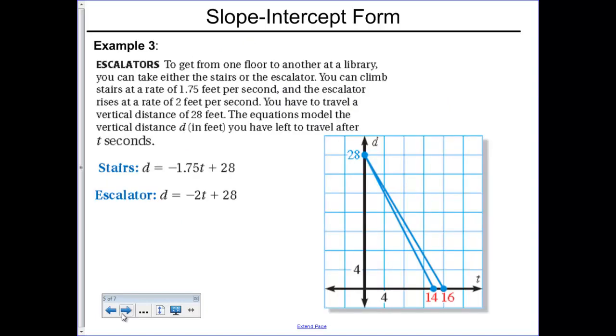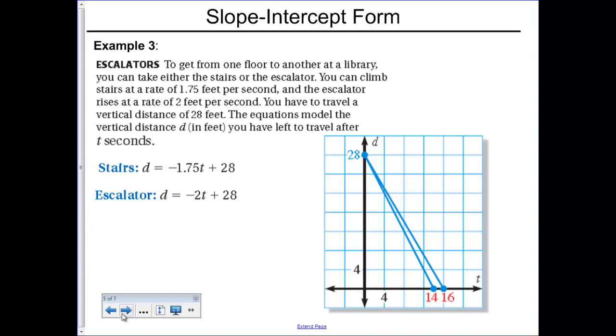Example 3, escalators. To get from one floor to another at a library, you can take either the stairs or the escalator. You can climb stairs at a rate of 1.75 feet per second, and the escalator rises at a rate of 2 feet per second. You have to travel a vertical distance of 28 feet. So it sounds like there's 28 feet between floors. The equation models the vertical distance, d, in feet, you have left to travel after t seconds.